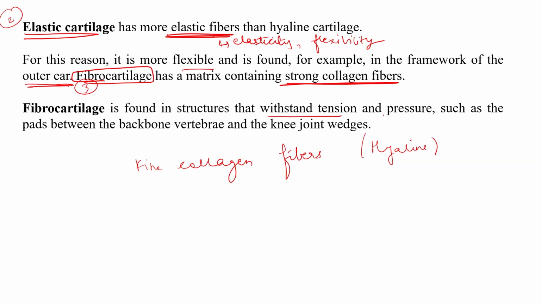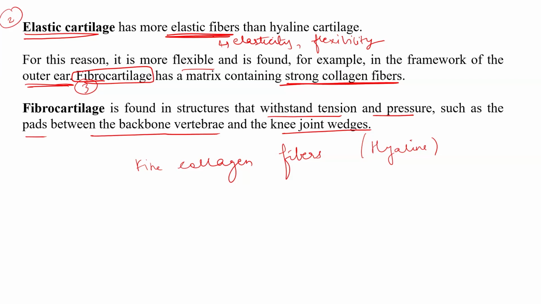it can withstand the tension and the pressure, such as the pads between the backbone vertebrae and the knee joint wedges. So wherever the higher pressure is required, like the knee joint wedges or the pads between the vertebrae, there we have the fibrocartilage, where, as the name suggests, it has a high fibrous component and the collagen fibers are really thick, and they are supposed to withstand the pressure and the tension within the cells and within the tissues. So it is present usually in between the knee joint wedges or in the pads in the backbone vertebrae.